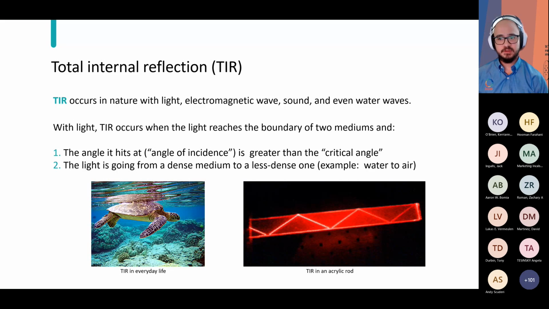So here we have two examples of that. We've got one example here in nature, and so we've got the medium of water and the medium of air above the water, and you can see the reflection of light as it bounces between both mediums. And then here we have a more scientific view, and this is light bouncing between the mediums in an acrylic rod.